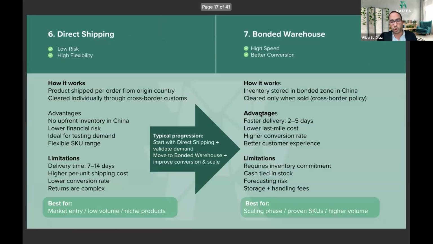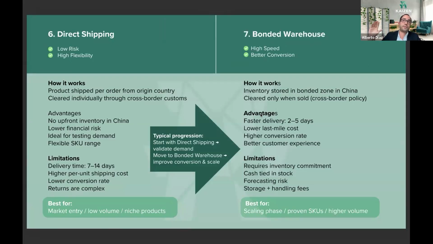Now, again, going back to the logistic models, now that we're talking on cost of bonded warehouse, what are the advantages, when to choose one versus the other? Typically, direct shipping, of course, as you can already imagine, is a lower risk.